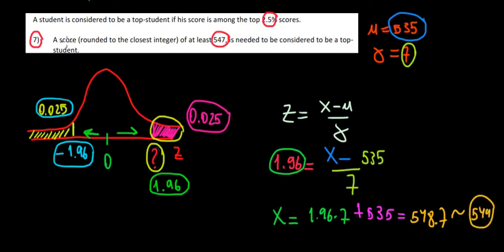And what does the answer key tell us? It must have at least 549. So the answer to this question is false, and we are done.